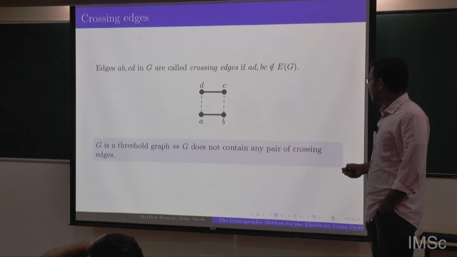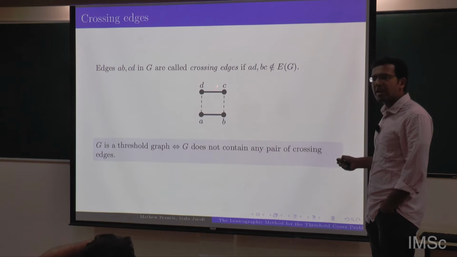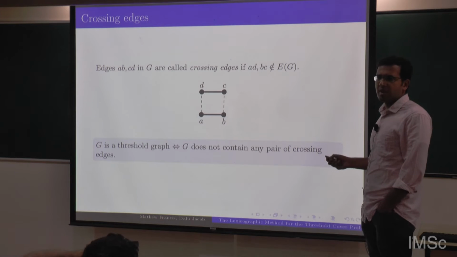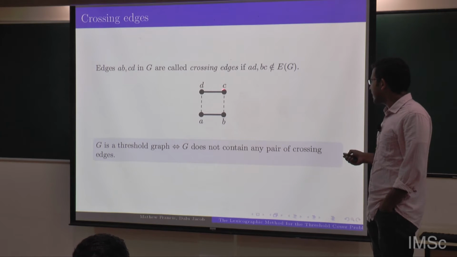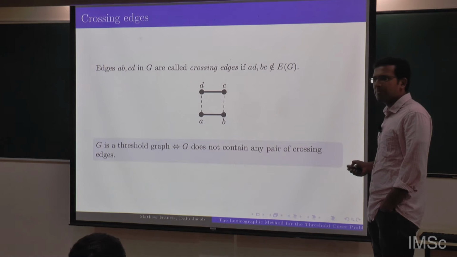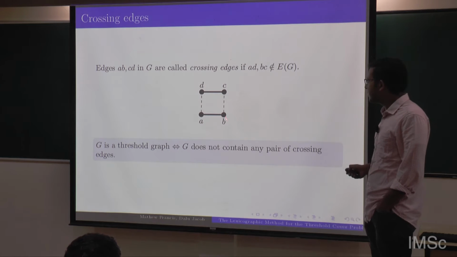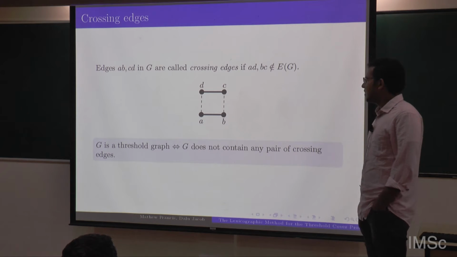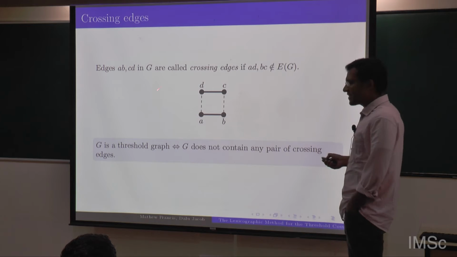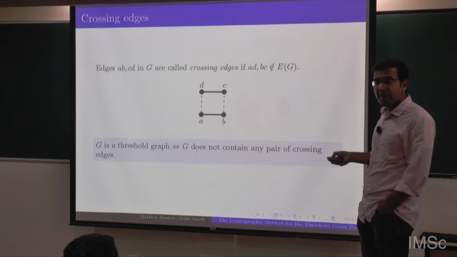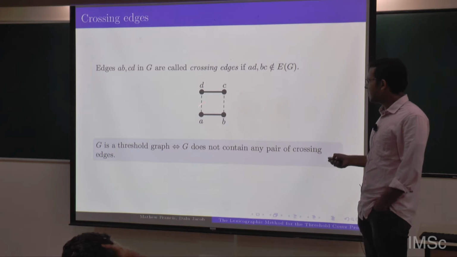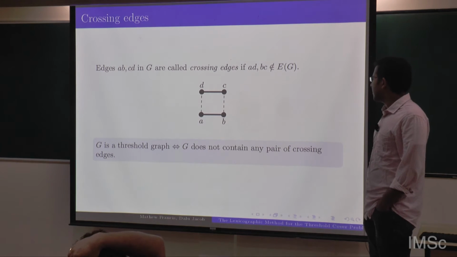If you don't have either of these edges, then this is an induced 2K2 in your graph: two edges which don't have any edges between them. If you have just one edge between them, then it will be an induced P4, a path on 4 vertices. If you have two edges between them, it will be an induced C4. So basically, threshold graphs are exactly those graphs which don't have a pair of crossing edges.